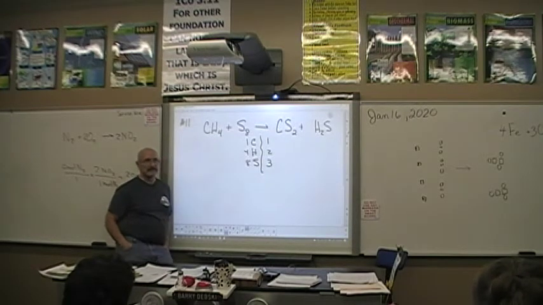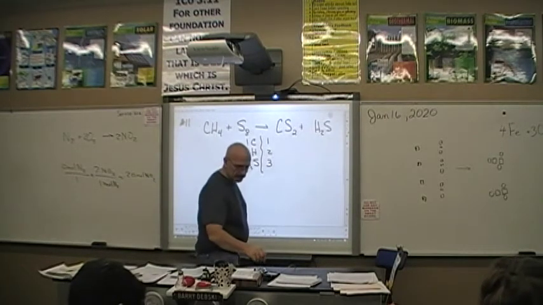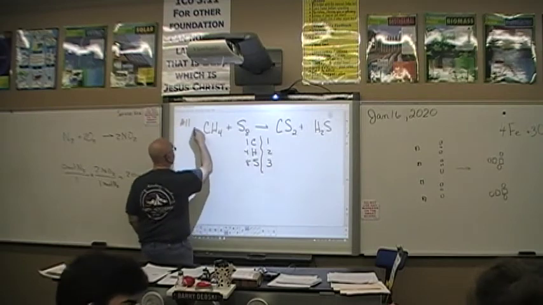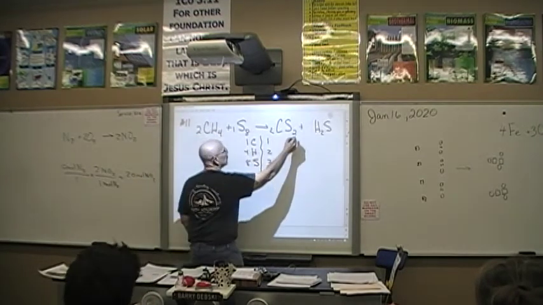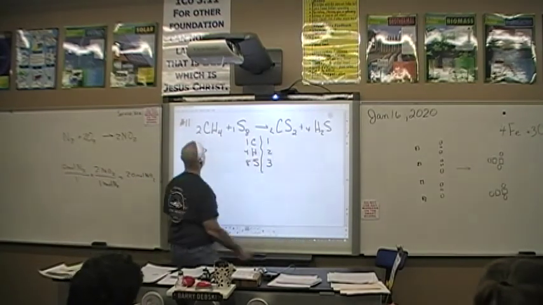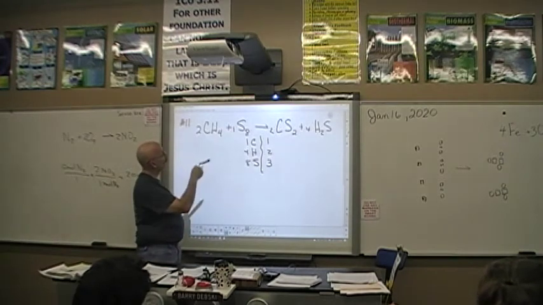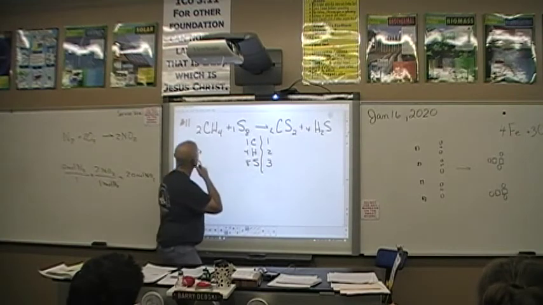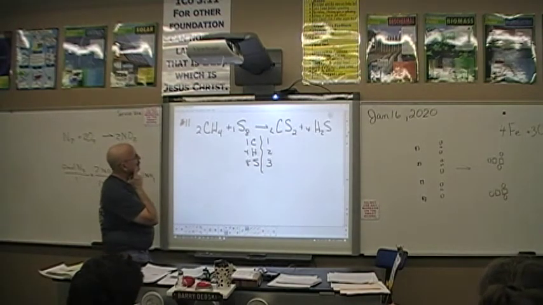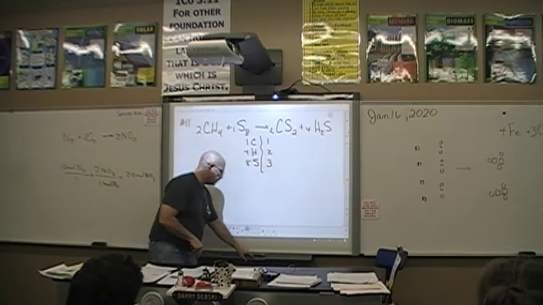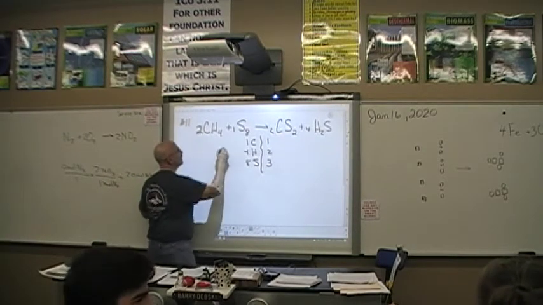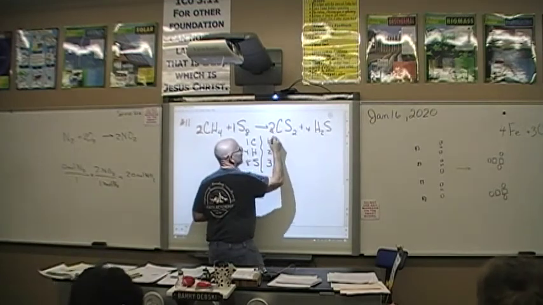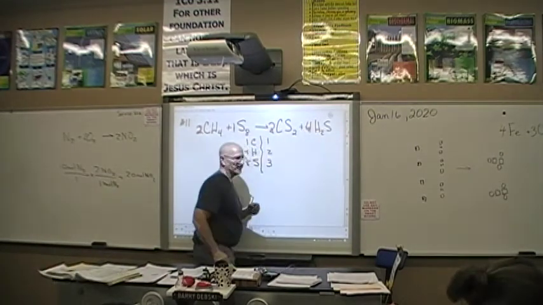So, yes, Katie? Is it 2, 1, 2, 4? Doesn't sound right. Johnny, let's see if it works. 2, 1, 2, 4. That's 8 hydrogens. That's 2 carbons. That's 8 sulfurs. That's 4. Oh, that does work. Really? Is that the right answer? Doesn't sound familiar, but we'll put it in there. Okay, 2, 1, 2, 4. Sorry to doubt you, Caden.